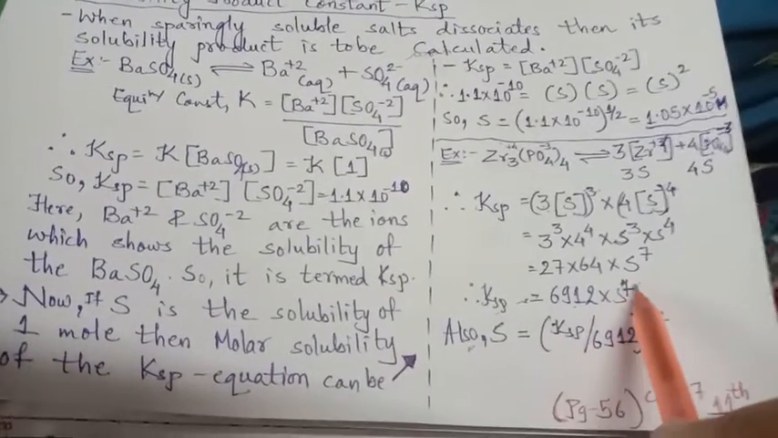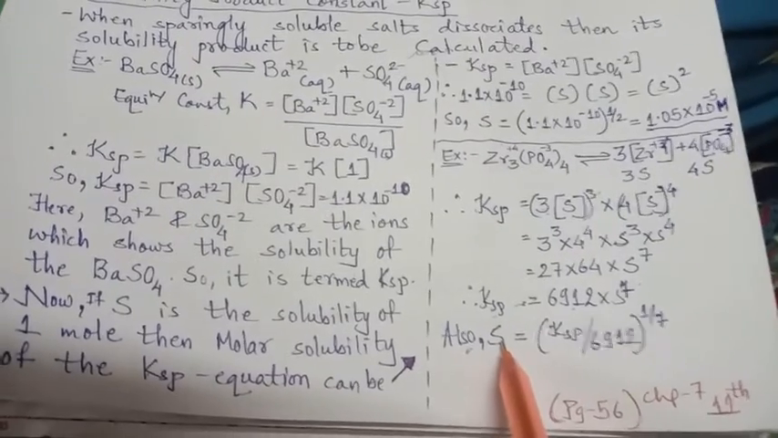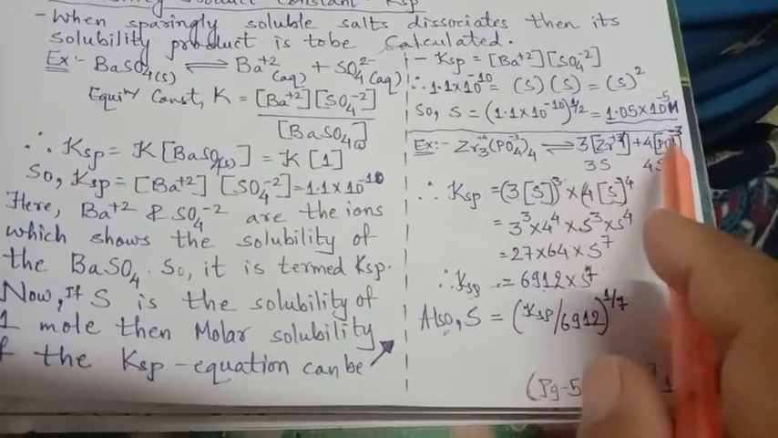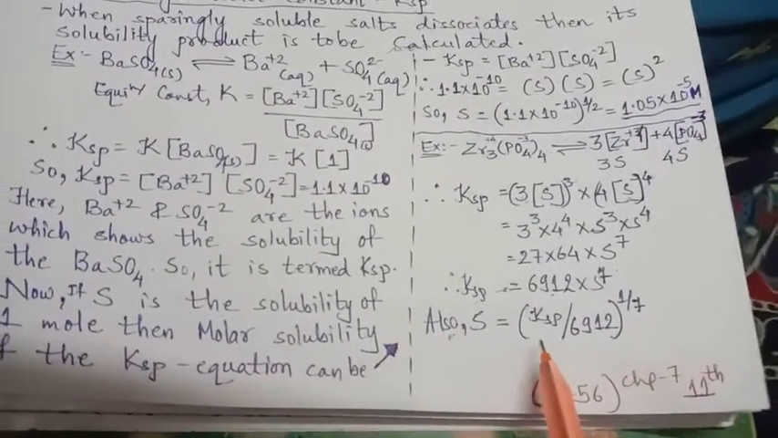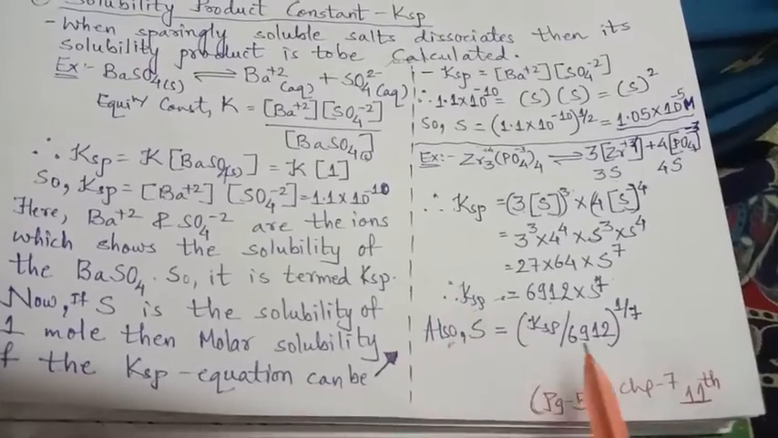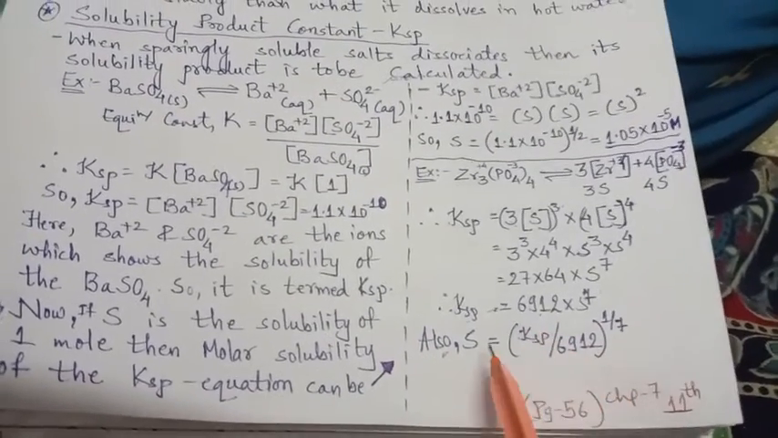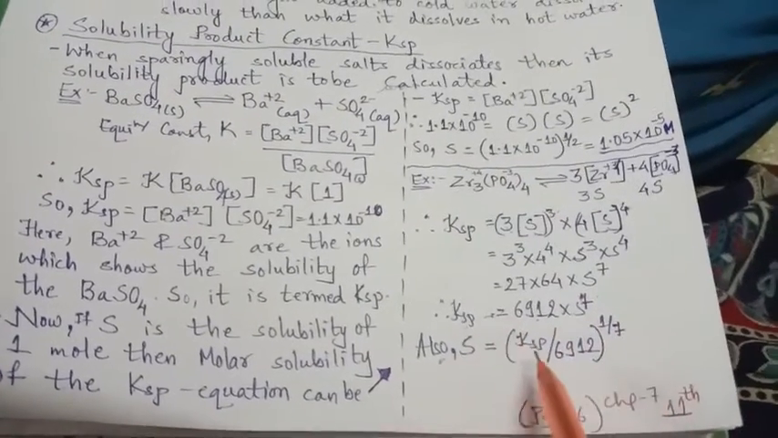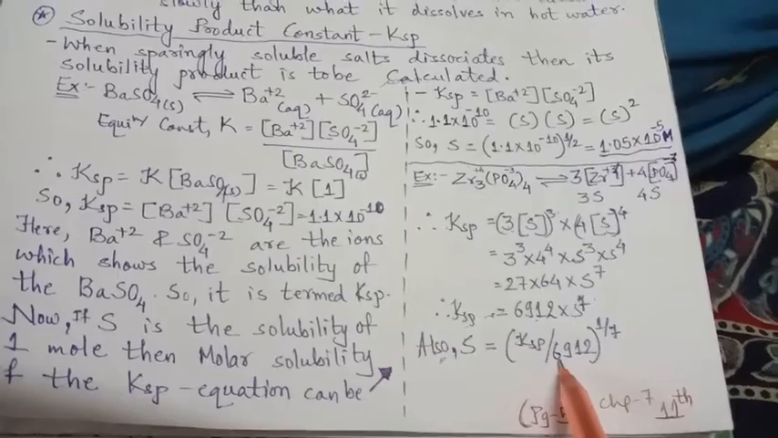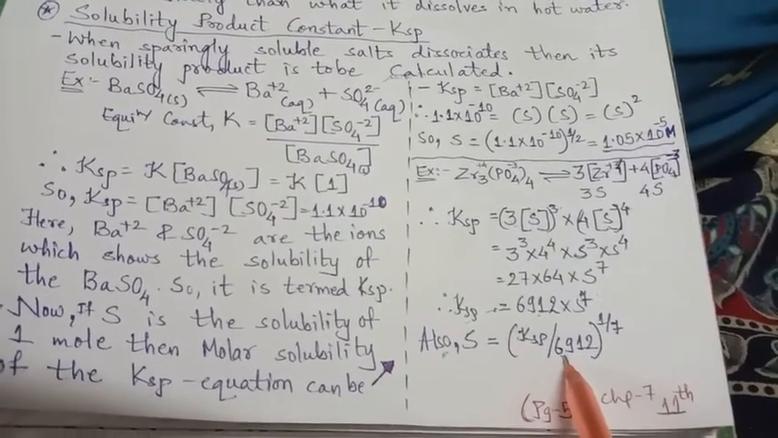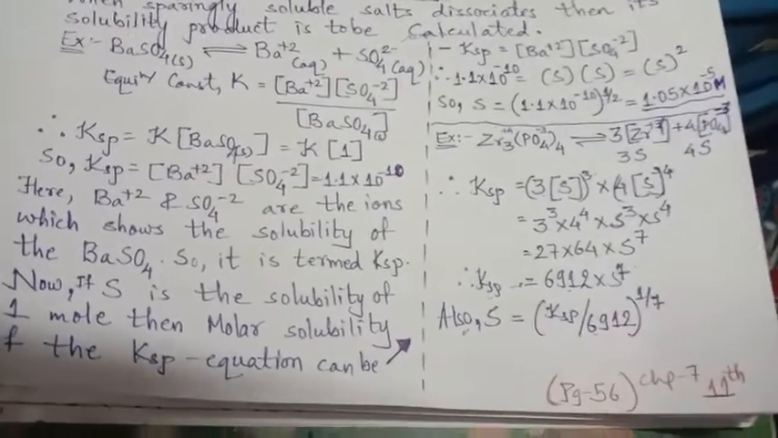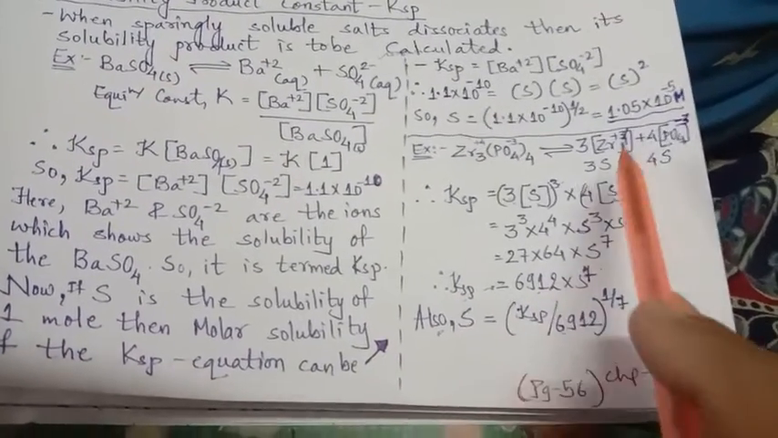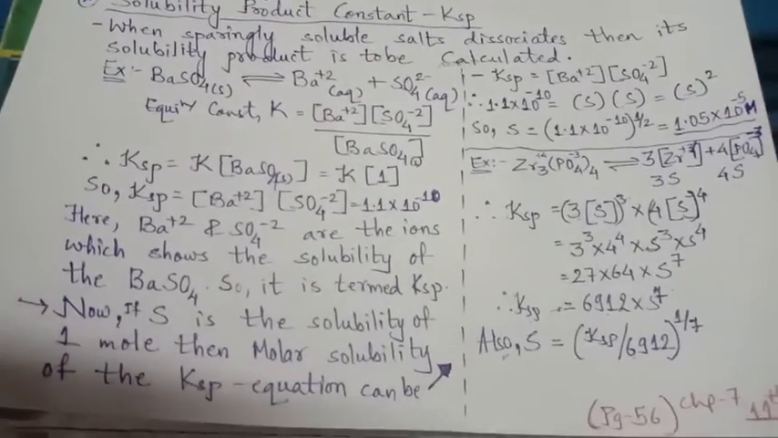So s raised to 7, if we want s, that means the 1 molar of the reacting or dissociating ion, it will be s equals Ksp upon 6912. Now here s raised to 7, when I take s, this is the 7th root of Ksp upon 6912. So taking the root sign, it will be raised to 1 by 7. So this will give us the S, that is the molarity of the respective dissociated ion.